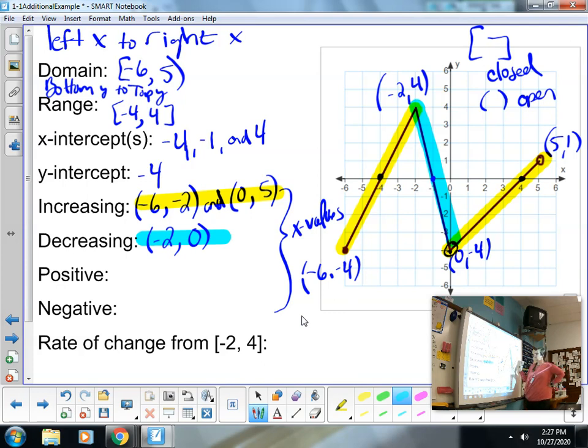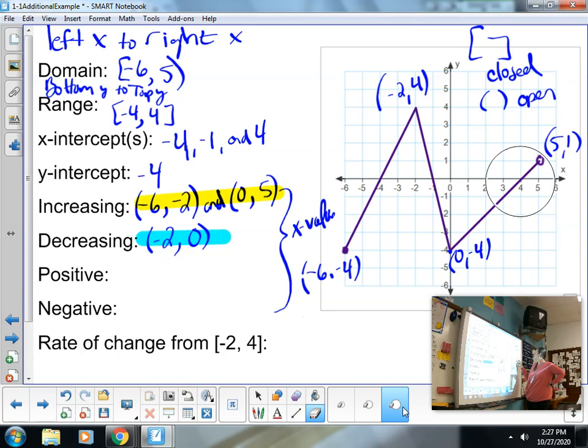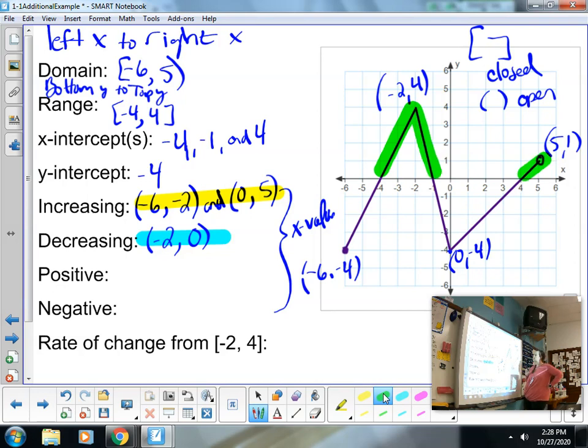Now I'm going to get rid of these colors so I can use 2 different colors for positive and negative so we don't get confused about what is here. So positive. Positive is when you are above the x-axis. So my x-axis runs horizontally through the middle of the graph. So I have this one little peak here that is above the x-axis. And then I have this tiny piece on the end that is above the x-axis. So anything that is in the upper region above the x-axis, that is going to count for positive.